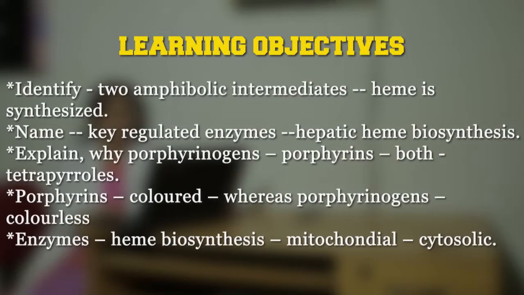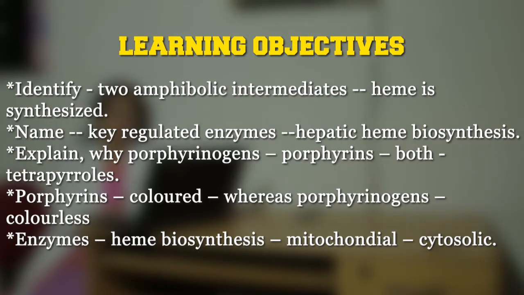So the learning objective: identify the two amphibolic intermediates from which heme is synthesized. At the end of this session everyone should be able to name the key enzyme of hepatic heme biosynthesis, and explain why porphyrinogens and porphyrins are both tetrapyrroles, and why porphyrins are colored whereas porphyrinogens are colorless. Everyone should know the different enzymes of heme biosynthesis.